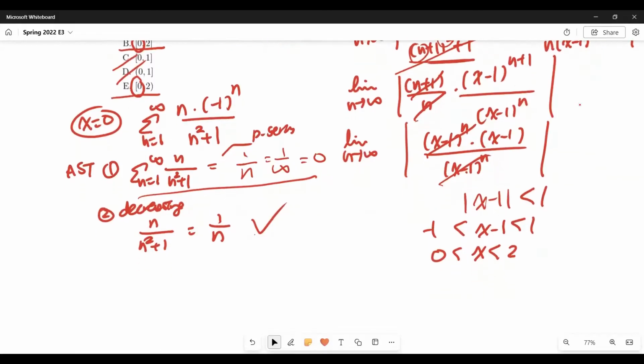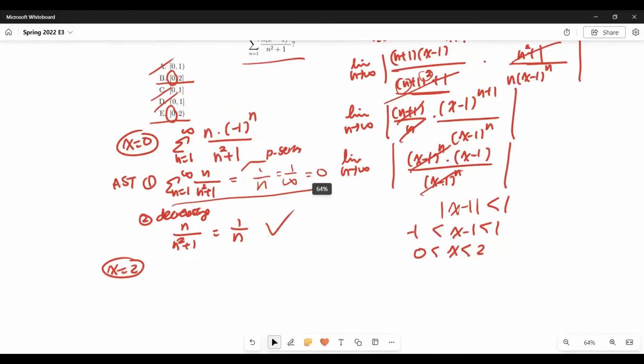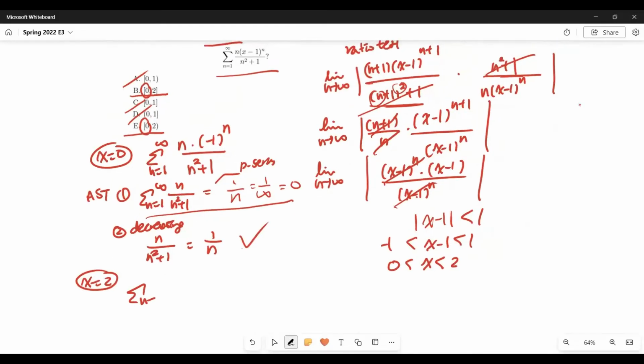And now let's check x equals 2. If we plug x equals 2 into our original equation, this is going to be n equals 1 to infinity, n times 1 to the n over n squared plus 1. This is the same as just n equals 1 to infinity, n over n squared plus 1, right?